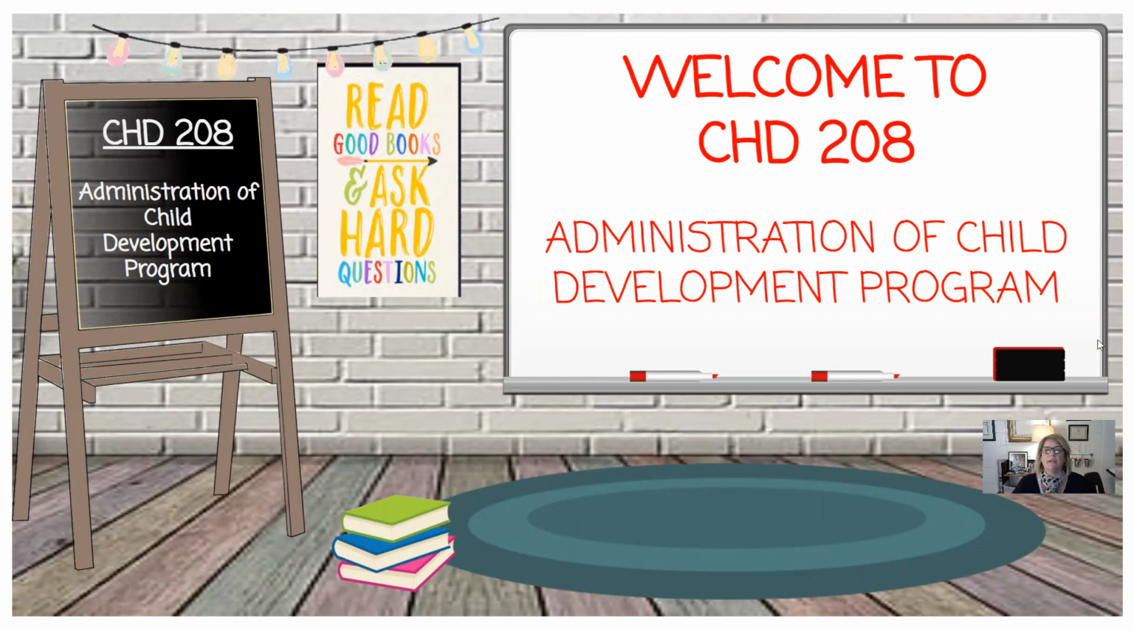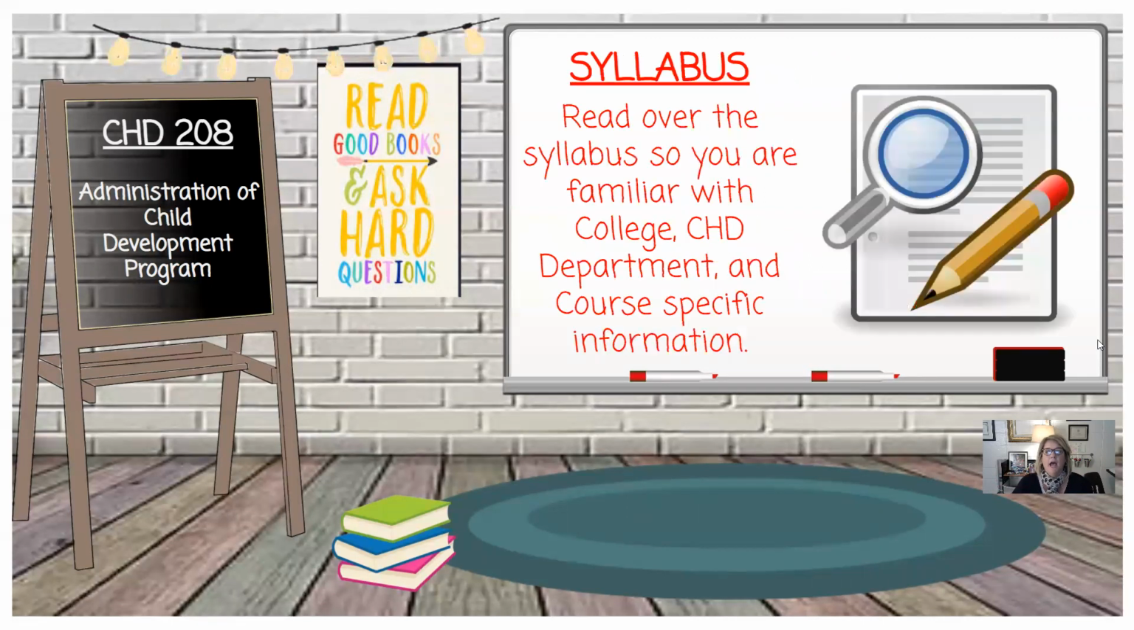So let's just do a quick overview of this course. On the Getting Started page, you will find the syllabus. It stays there for the duration of the course, so there's really no need for you to print it out or anything like that. But I would encourage you to read over it so that you become familiar with the college, department, and course-specific information. So just make sure you familiarize yourself with the course syllabus.